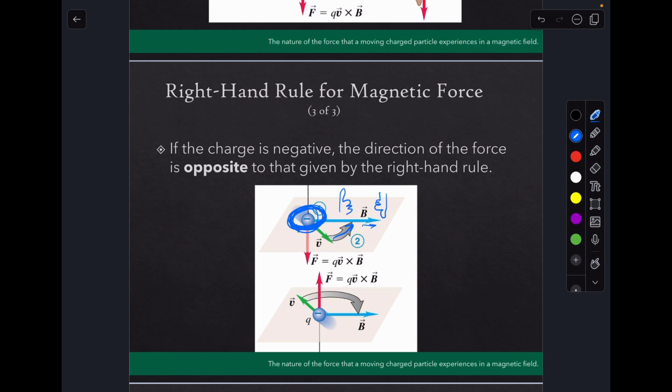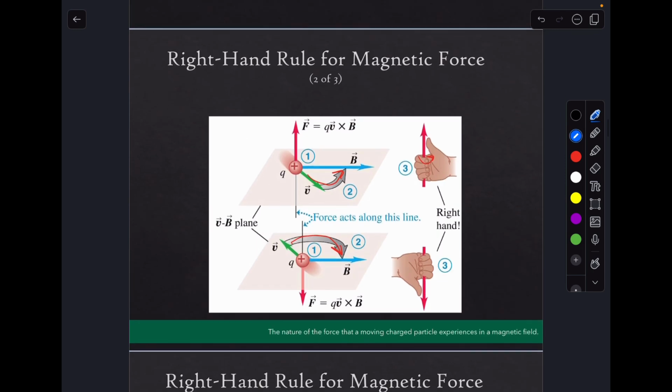So another idea is for negative charges, you can use your left hand. Then you don't flip. So with the left hand rule, curling V into B would have your thumb pointing down for the top picture. To curl V into B with your left hand, your thumb would be pointing up. So you can use your left hand for negative charges, and your right hand for positive charges.